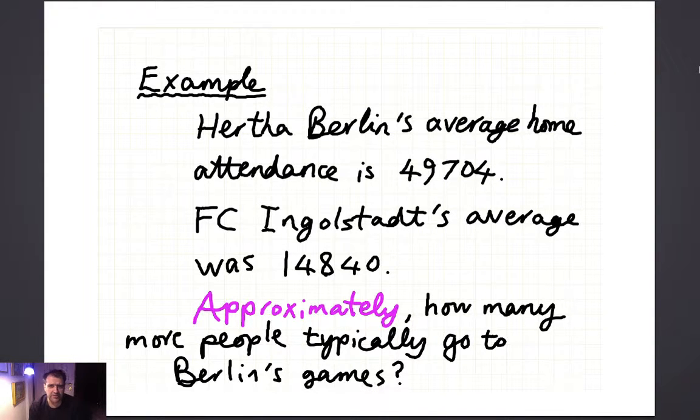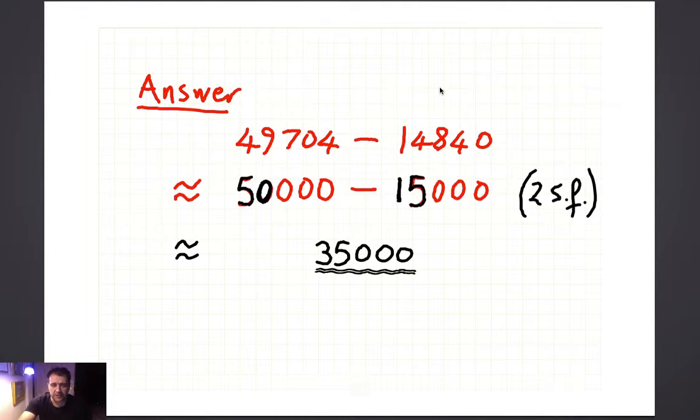So for example, Hertha Berlin's average home attendance in one particular year was 49,704 and FC Ingolstadt's average was 14,840. Approximately how many more people typically go to Berlin's games? So you might have approximated that by rounding the numbers in your head to two significant figures.